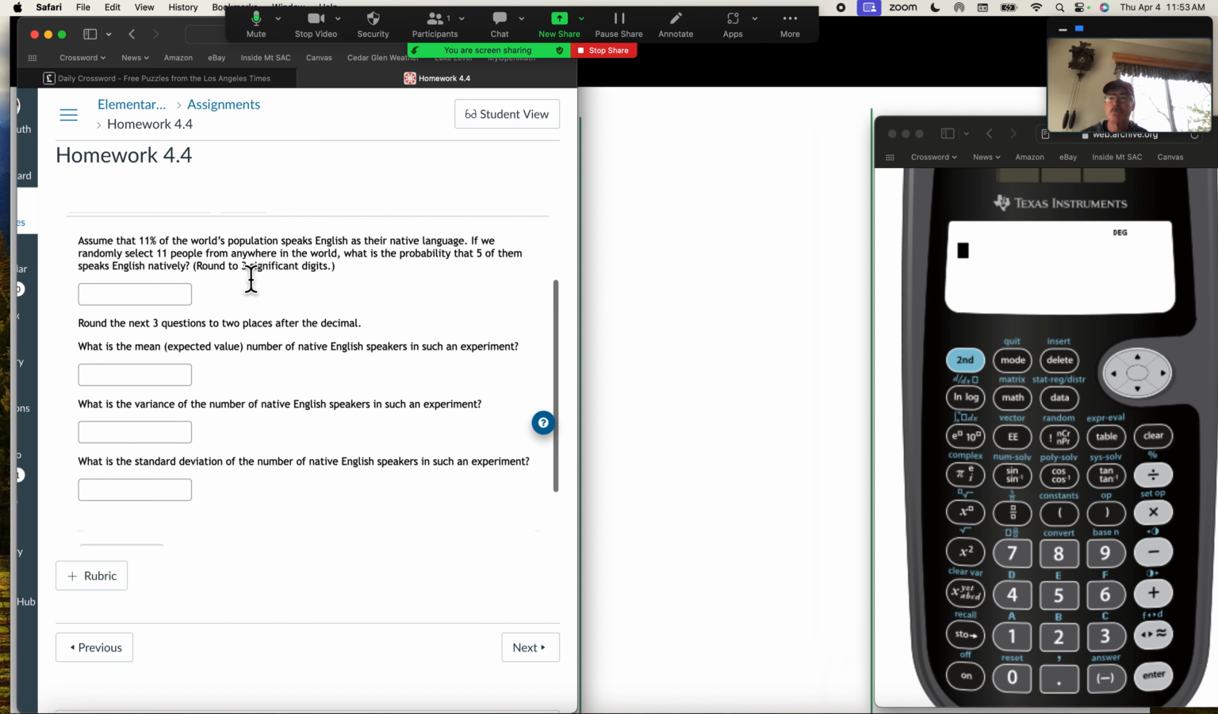It says 11% of the world's population speaks English as their native language. If we randomly select 11 people, okay, so that's your sample size or your n. So I'm just going to put n equals 11 here. From anywhere in the world, what's the probability that 5 of them speak English natively? Okay, so that would be x equals 5. We're counting successes. That's native English speaker.